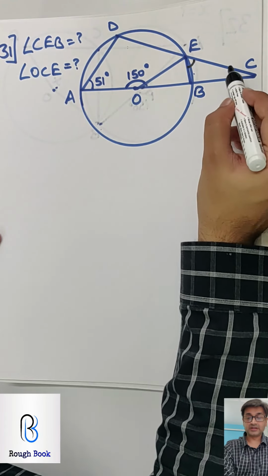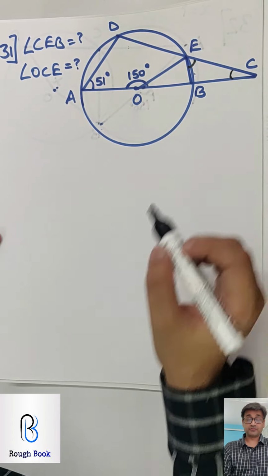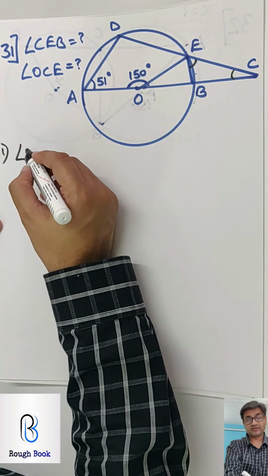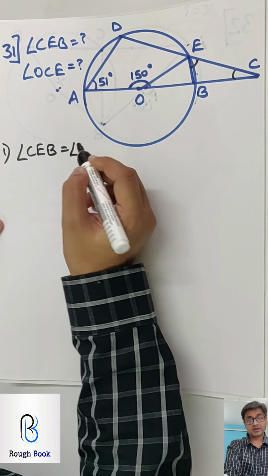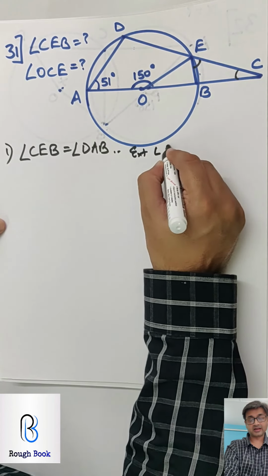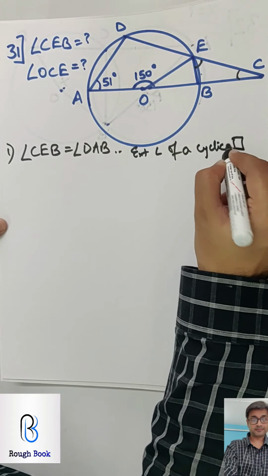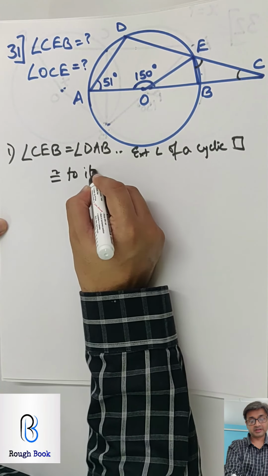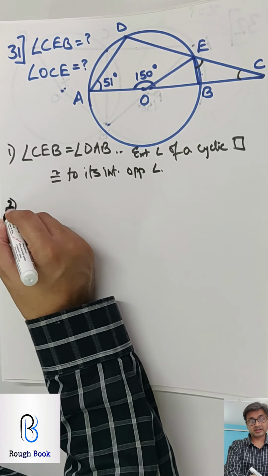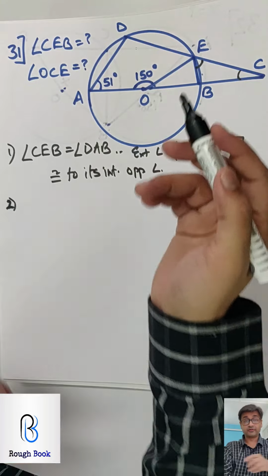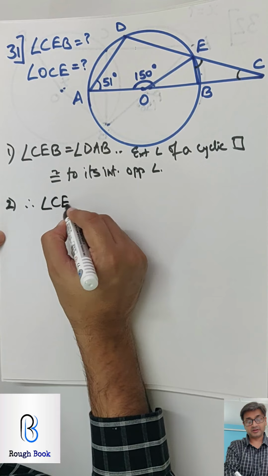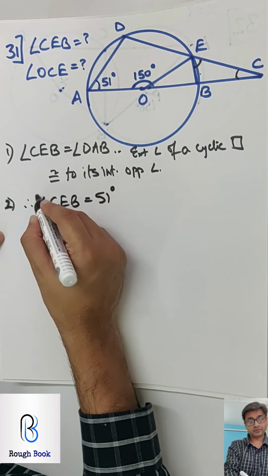Next one is OCE, which is here. So this one will take some time. So first let's write this one and sort it out. So number one, straight away I will say angle CEB is equal to angle DAB. Reason will be exterior angle of a cyclic quadrilateral congruent to its interior opposite angle. No shortcuts allowed in the exam. Please write these as full words and full statements. And therefore directly I can say that angle CEB is equal to 51.